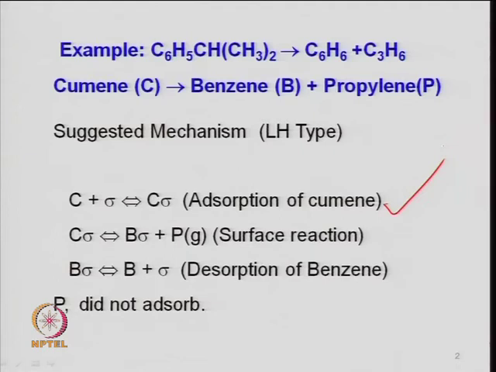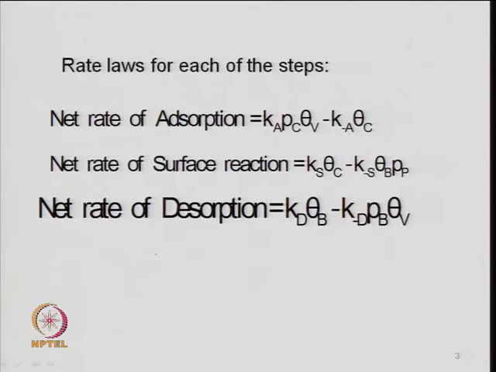Then the second one is the adsorbed cumene on the surface transforming into adsorbed benzene and propene in the gas phase. Propene does not adsorb, that is what we assume. And finally, this adsorbed benzene desorbs from the surface and the product benzene comes into the gas phase. So, we discussed this rate equation: all of you know now that the rate of forward reaction minus the rate of backward reaction is the net rate of adsorption. Similarly, the net rate of surface reaction is the forward reaction minus the backward reaction.